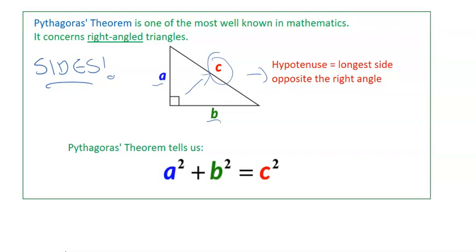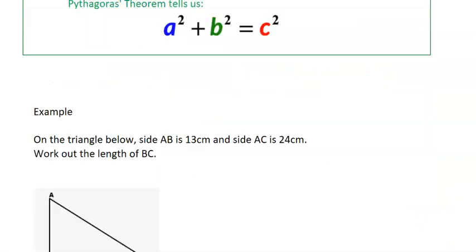a and b, because they are squared and added together anyway, are technically interchangeable. So that's fine. a squared, whatever the length of b squared is, equals whatever the length of c squared is. Okay, let's look at an example of this.